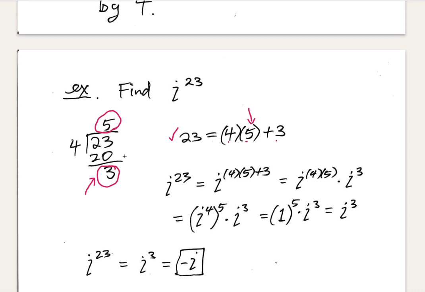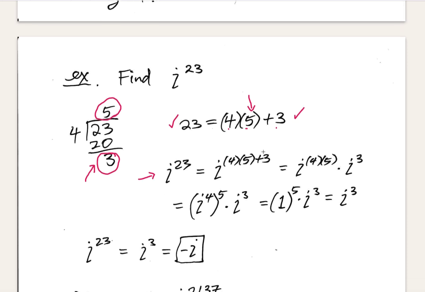But we agreed from this calculation right here, 23 is 4 times 5 plus 3. Sure is. There's its remainder sticking out on the end. Remember, the remainder upon division by 4, the division can be done in such a way that the remainder is always either 0, 1, 2, or 3. All right, i to the 23rd, look at this statement right here. i to the 23rd is i to the 4 times 5 plus 3. I just transcribed that there.